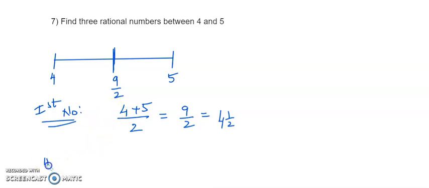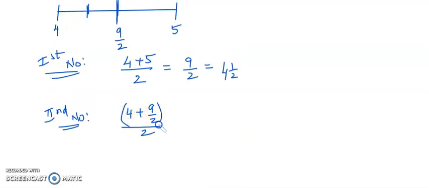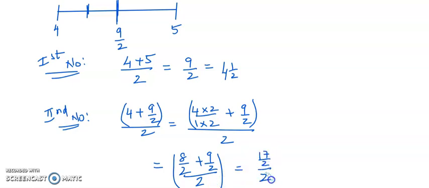To find the second rational number, I'm going to find a number between 4 and 9 by 2. So I'm going to add 4 and 9 by 2 and divide by 2. That means (4 plus 9 by 2) divided by 2. In the numerator itself, I have to find the LCM. So it's 4 times 2 divided by 1 times 2, plus 9 by 2, divided by 2. Correct? Which will end up as 8 by 2 plus 9 by 2, divided by 2, which is equal to 17 by 2 divided by 2.